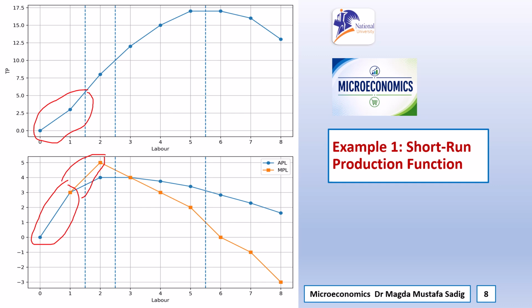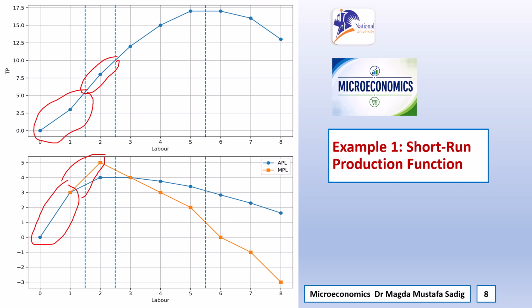Where total product increases rapidly, here, up to here. And average product increases. Marginal product is greater than average product. Look here, the orange is larger than the blue. Why does this happen? Because workers become more specialized. They divide tasks efficiently and make better use of the fixed machinery or land. However, firms normally do not stop operating here because the fixed input has not yet been fully utilized.